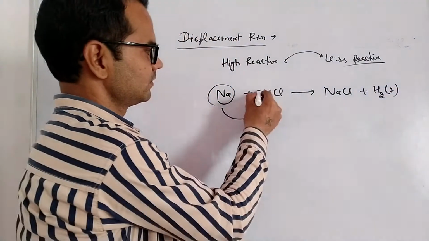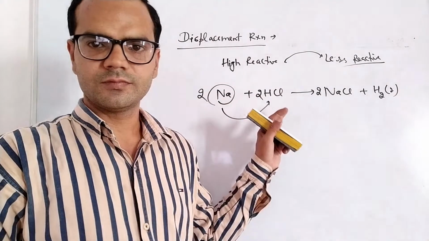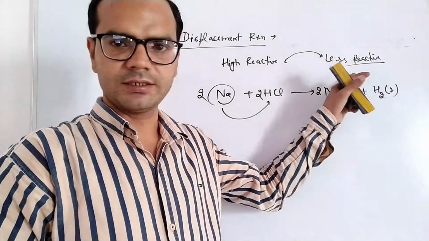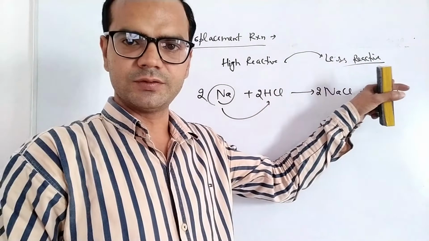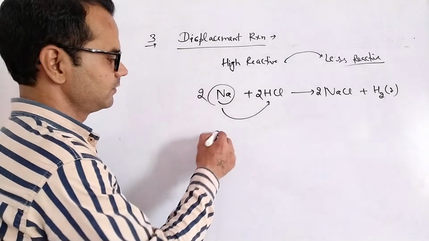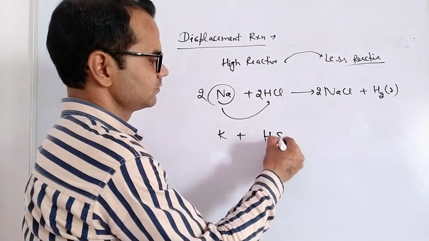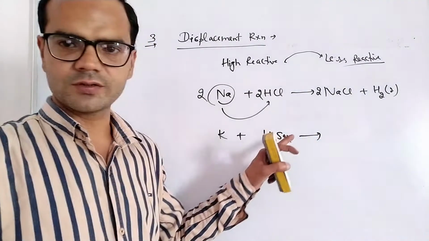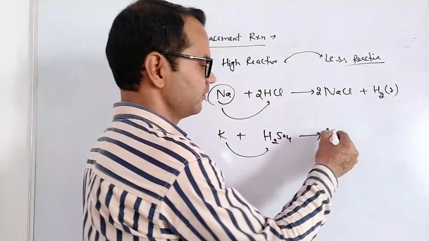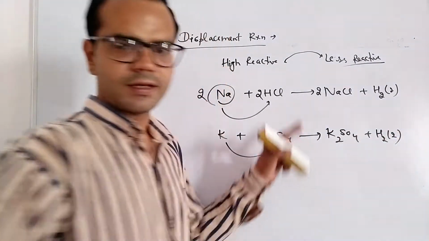We can balance it. So the criterion is a highly reactive element displaces a less reactive element from its compound, HCl. The second example is potassium plus H2SO4. Now potassium is more reactive than hydrogen. It will displace hydrogen to give potassium sulfate plus hydrogen gas.